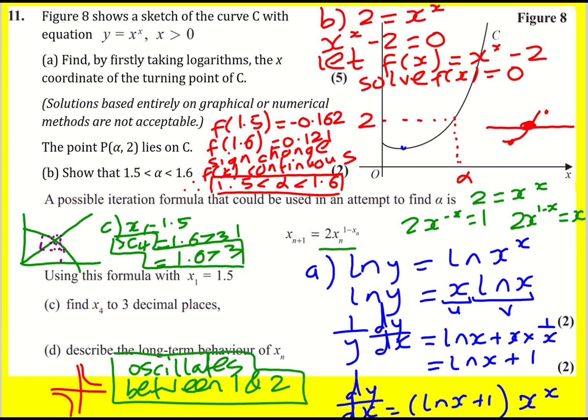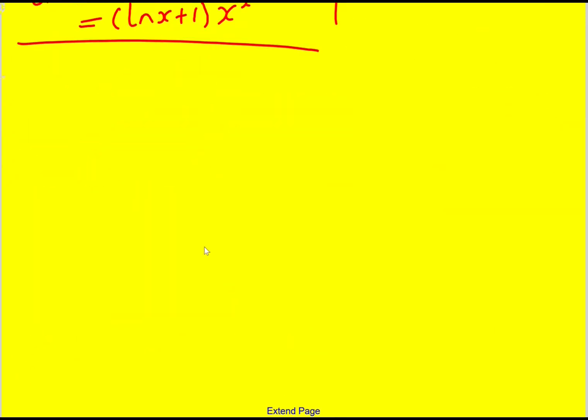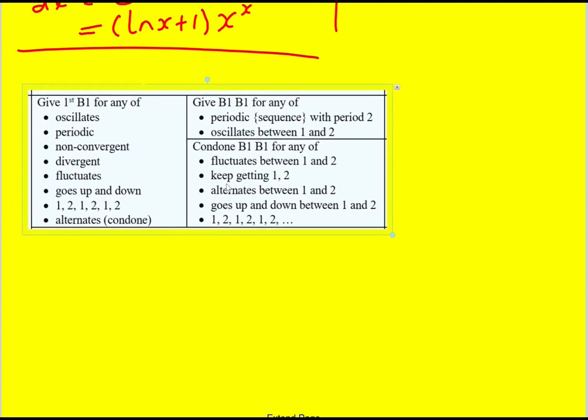There's numerous things that the mark scheme allowed. So I'm just going to show you. Okay, so if you say the word oscillate, periodic, non-convergent, divergent, fluctuates, goes up and down, 1, 2, 1, 2, 1, 2, then you're okay. Now we need to say something like it oscillates between 1 and 2, or it's periodic. There's a few other things allowed. So basically get the 1, 2 in there, I would say, and then the word oscillate or something like that, and you'll be okay.